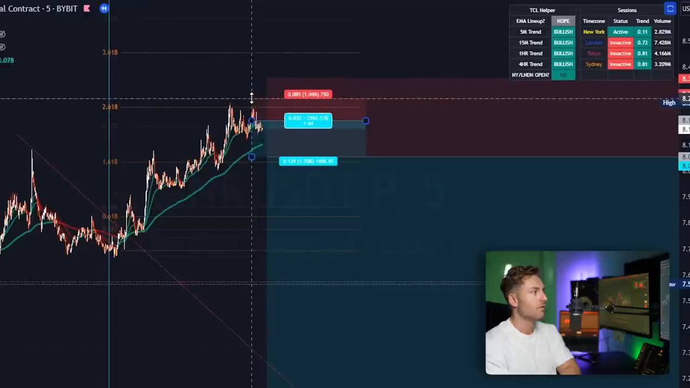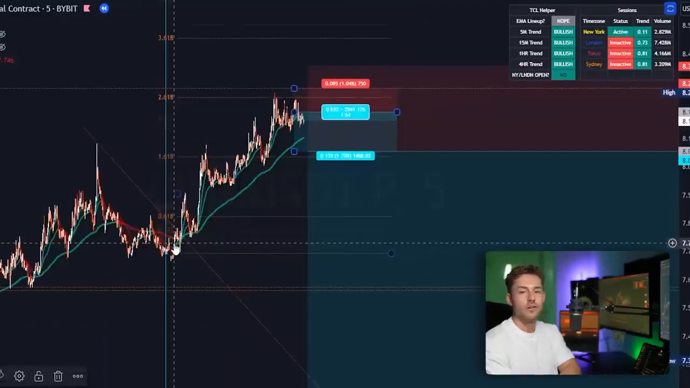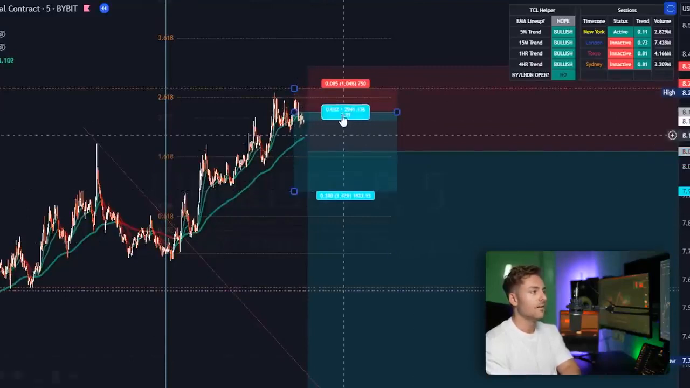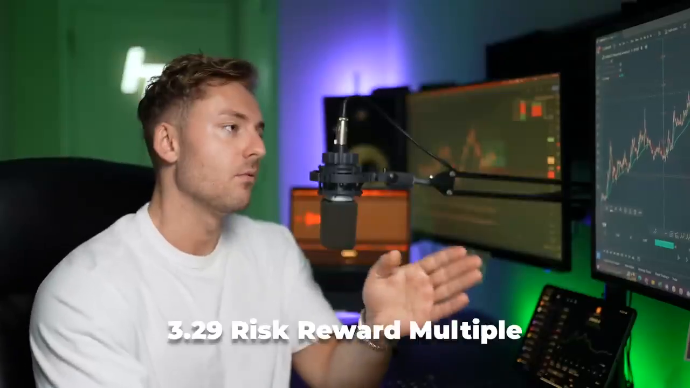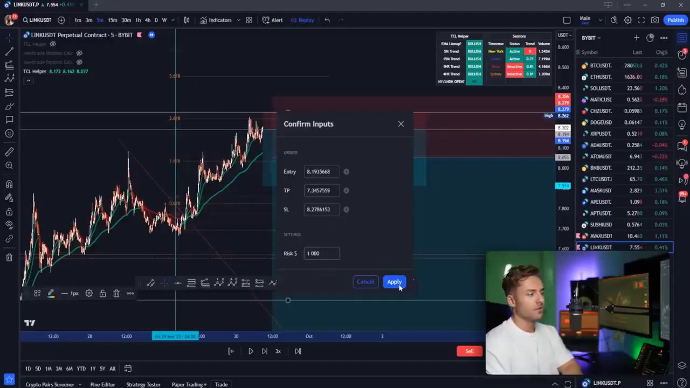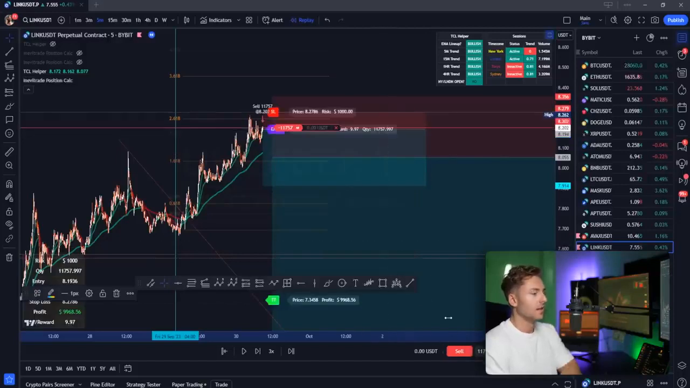Stop loss now over this high right here. And if we were to just be playing this small trend here, we'd play it down to right around half. And once again, this would give us a 3.29 risk reward multiple. But this is where we're multiplying our profits. So now if I enter this position, risking $1,000, go ahead and sell, enter short.